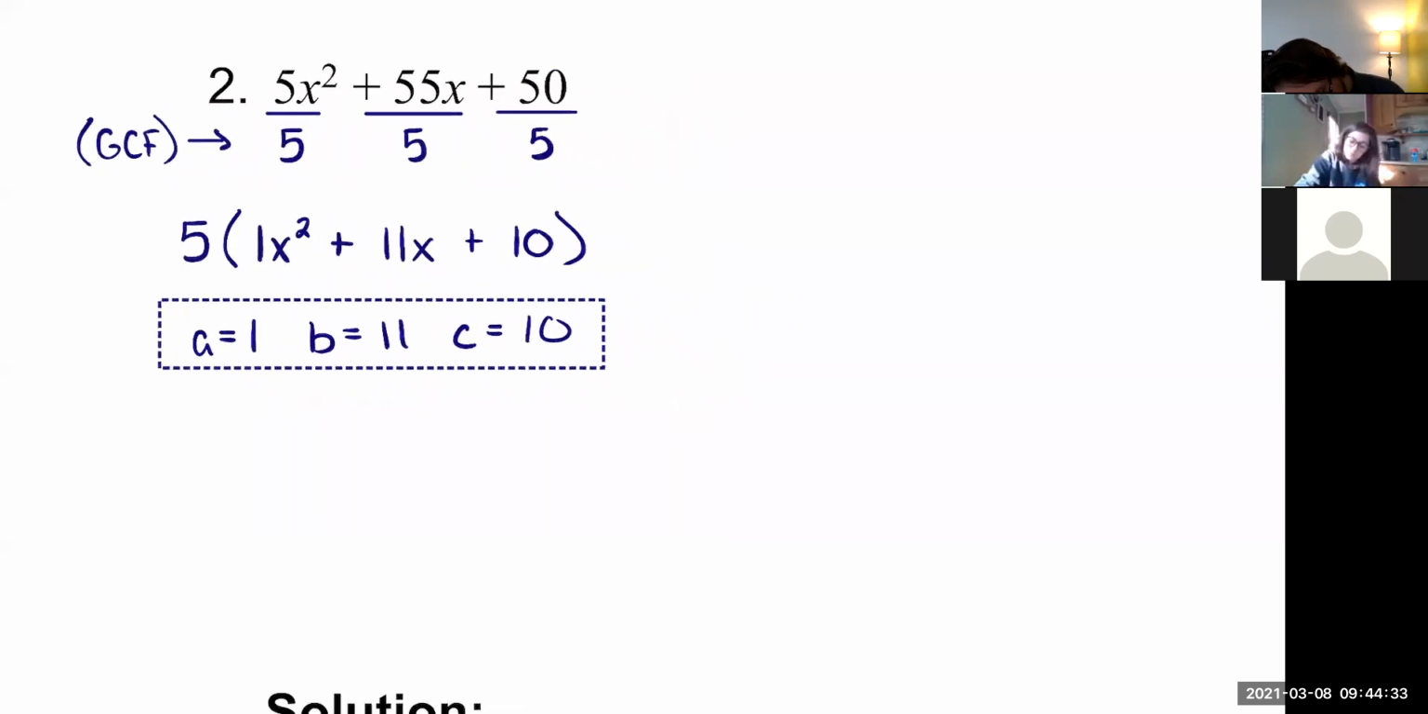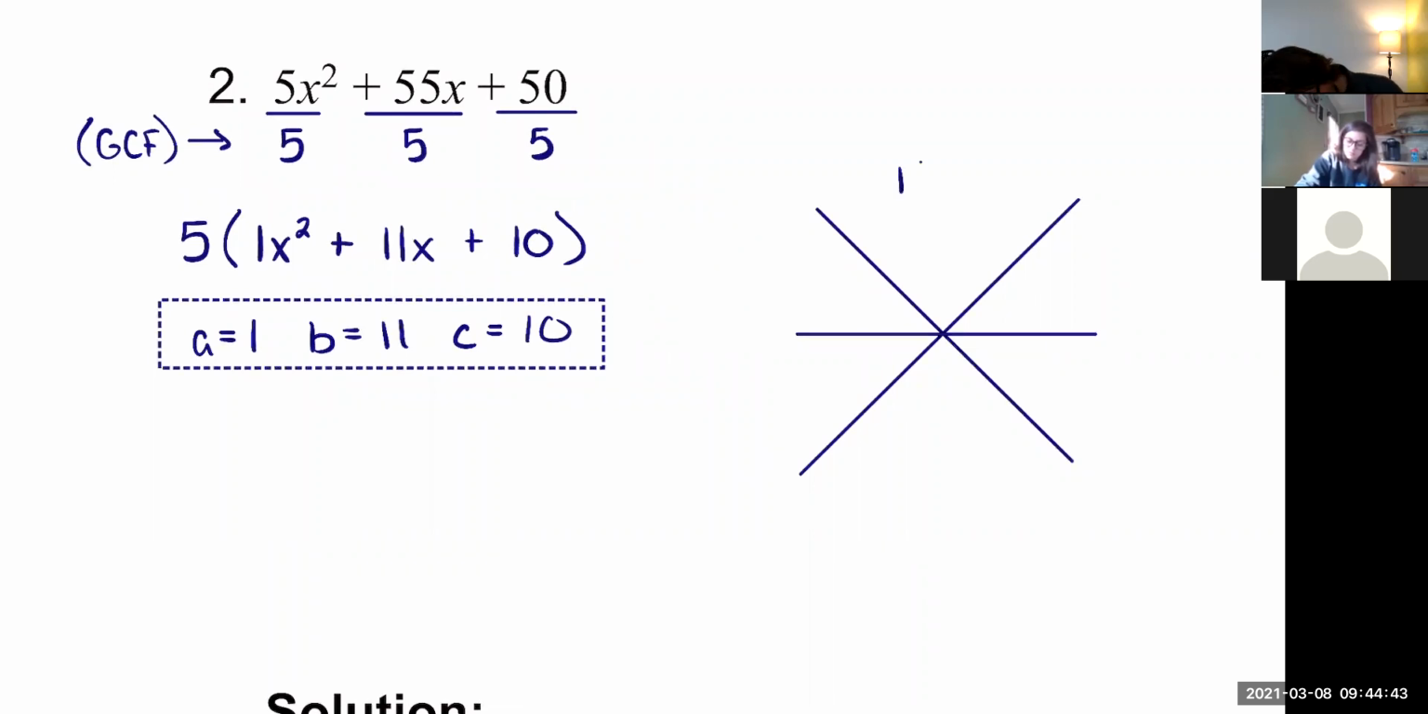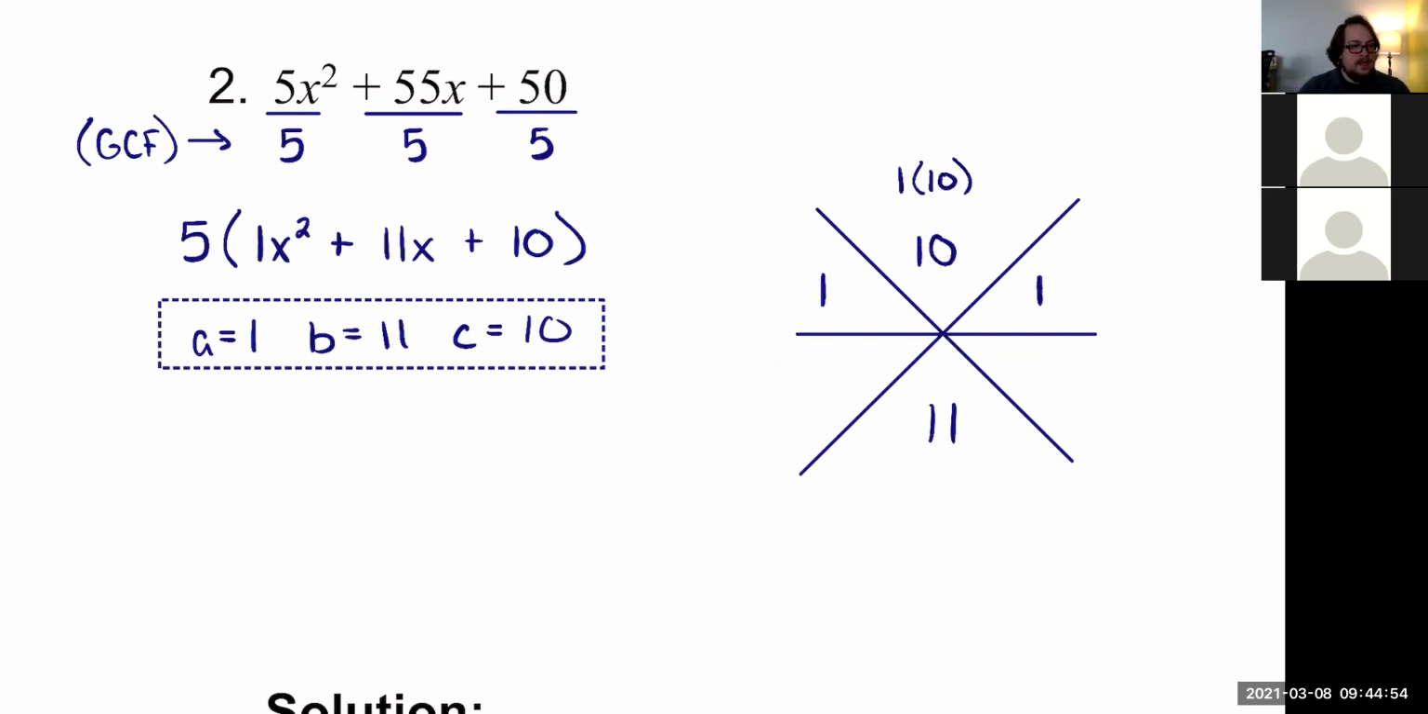So with those values in place, jump into our asterisk. A times C on top, so we're looking at 1 times 10, which is 10. A on either side, so there goes my 1s. B on the bottom is 11. So factors of 10 that add to equal 11. 10 times 1 gives me 10. 10 plus 1 gives me 11. So straight away, we get our 2 pairs pretty quickly on this one.